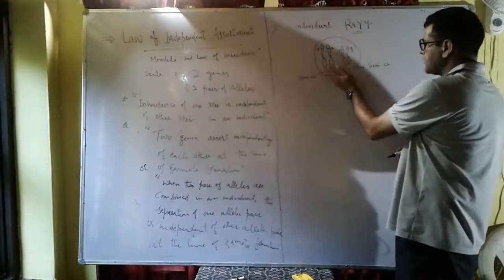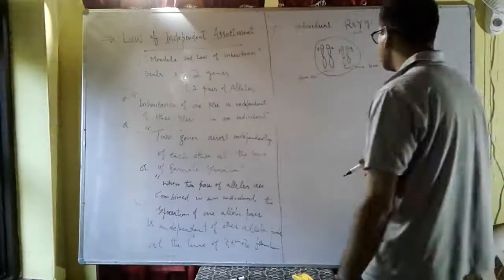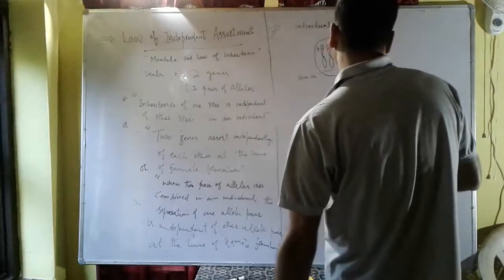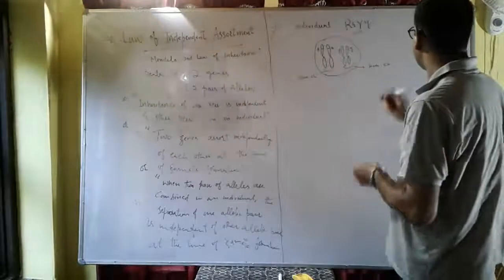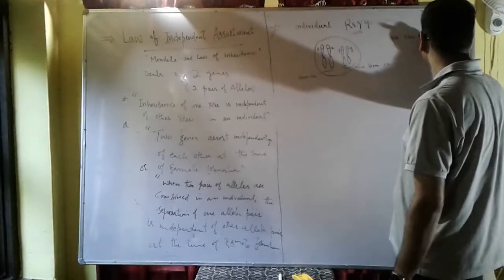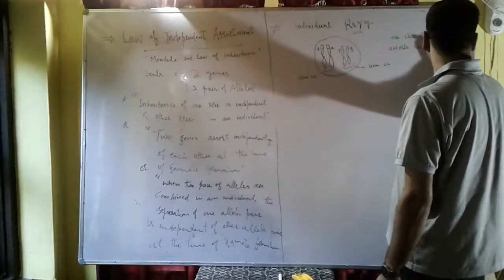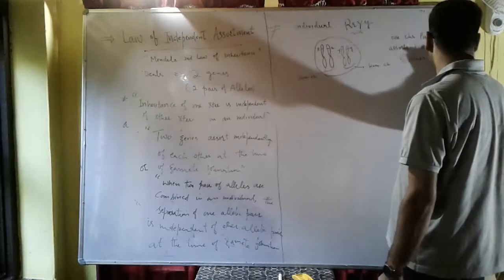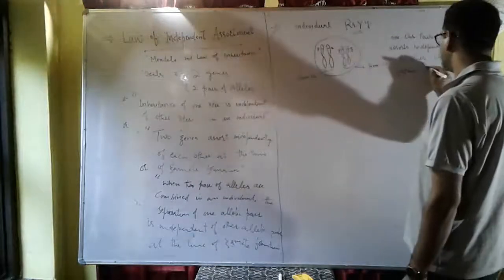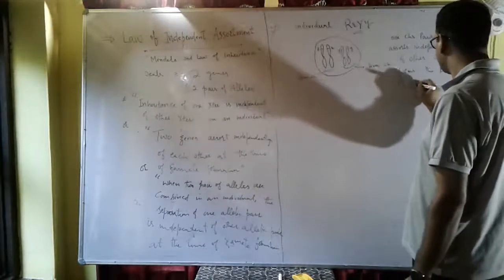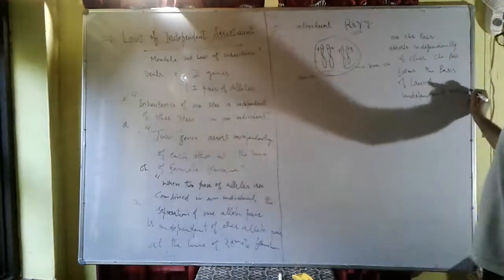This one chromosome pair assorts independently of the other chromosome pair, and that forms the basis of the law of independent assortment.